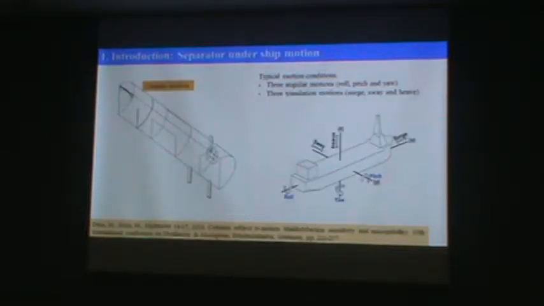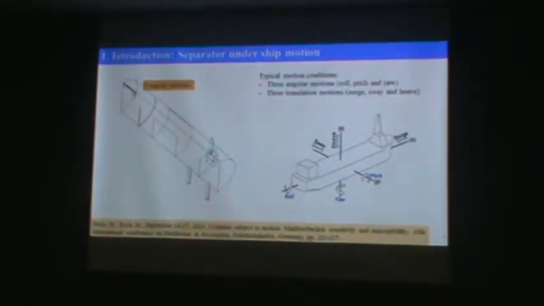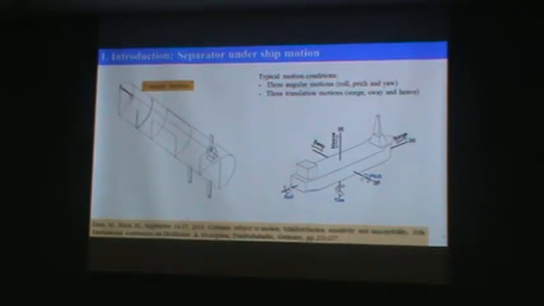Here is a separator under ship motion. The typical motion conditions consist of three angular motions like roll, pitch, and yaw, and three translation motions like surge, sway, and heave. You can see the separator under three angular motion in animation.